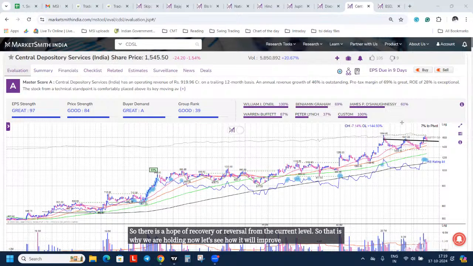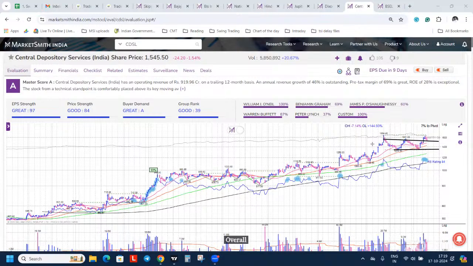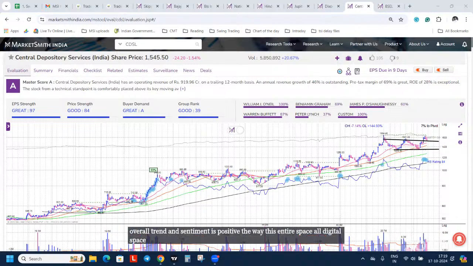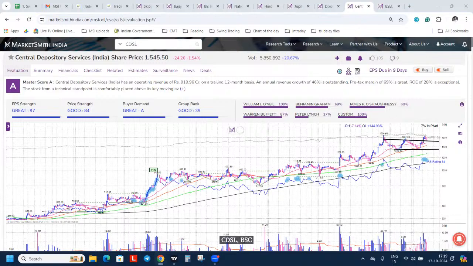From the short-term perspective, please follow our TraderSmith portfolio to see how it goes. Maybe if it turns more negative, obviously at least we will exit for the time being. But that does not mean that we cannot enter again in this particular stock. Overall trend and sentiment is positive. The way this entire digital space has emerged in the last couple of weeks, CDSL, BSE or CAMS or anything like that, looks quite attractive.